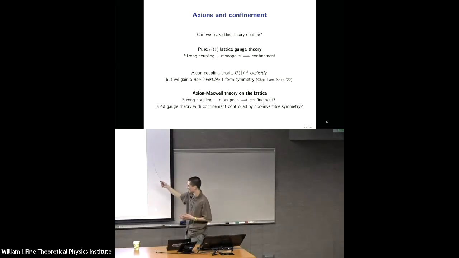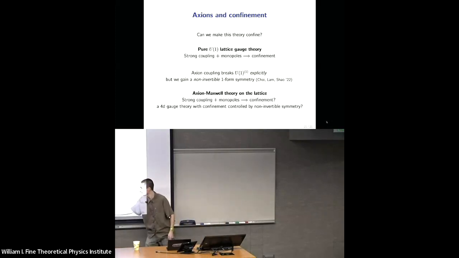But now with this discretization, we can ask whether we can force this theory into a confined phase. So now we ask, at strong coupling where we condense monopoles, can we achieve confinement in this axion-Maxwell theory? And if yes, that would be a phase where we have confinement, which is controlled by this non-invertible symmetry.